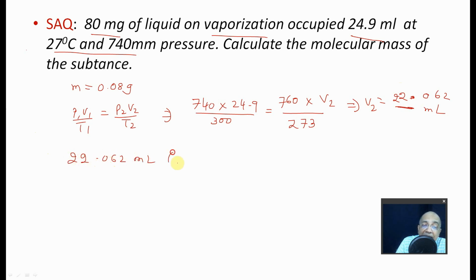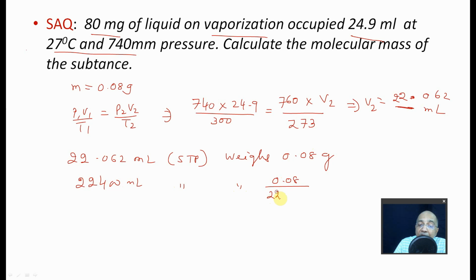22.062 ml at STP weighs the same, because the mass will not change. If you change the temperature and pressure, then volume will change. If you change one, the other two will change, but the mass will not change. It weighs 0.08 gram. So 22,400 ml at STP will weigh how much? That is bound to be the gram molecular mass of that particular substance. And I am getting the value 81.23 gram. So the molecular mass is 81.23.